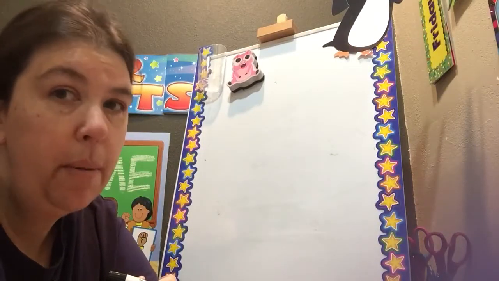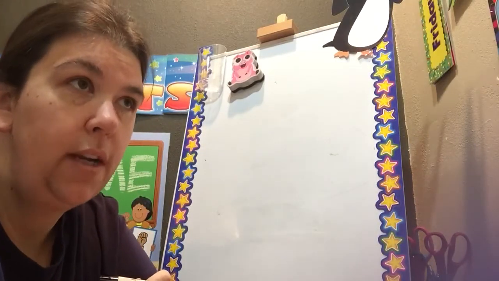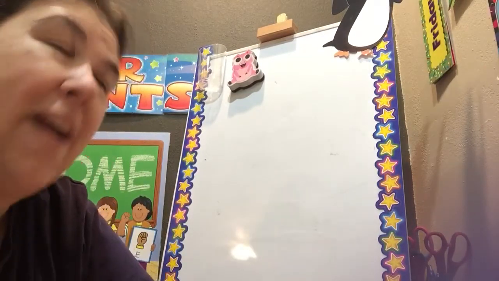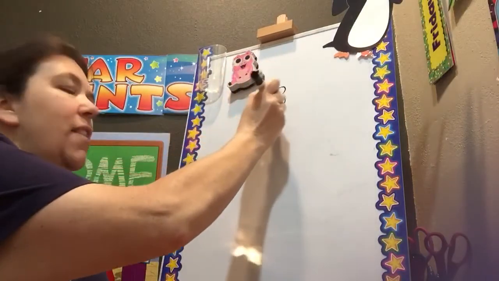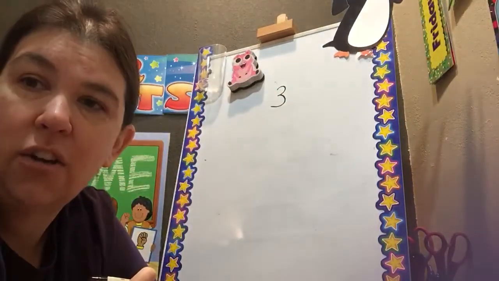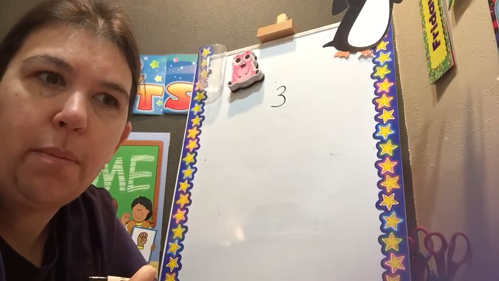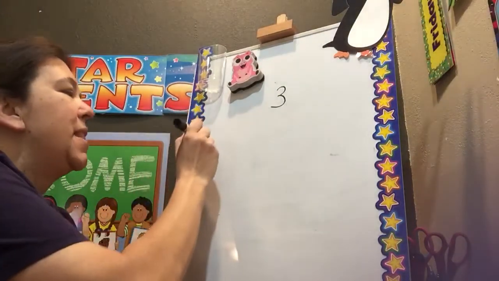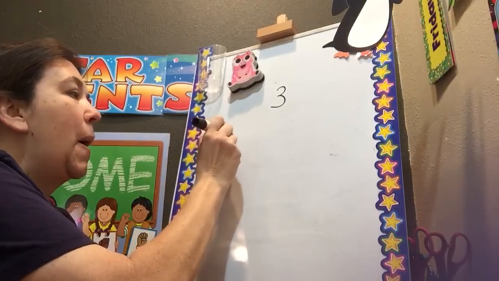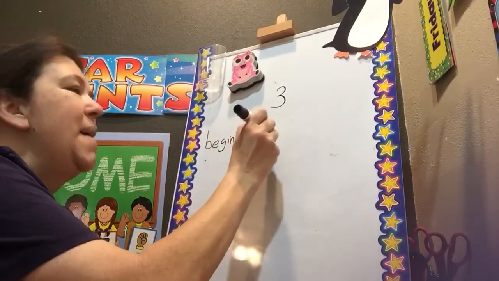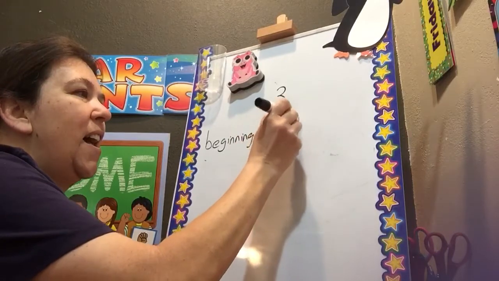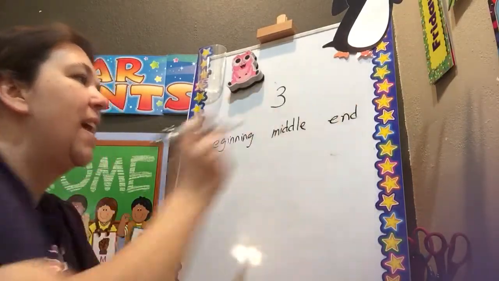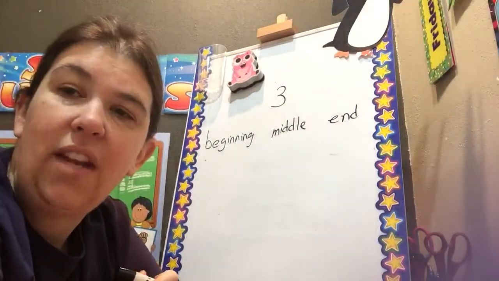All right, and if we remember correctly, how many parts of a story does a narrative story have? How many parts? Let me hear it. 3. You got it. There are 3 parts of a narrative story. What are those 3 parts? Everybody, let me hear them. The beginning, middle, and end. You got it. They have a beginning, they have a middle, and they have an end.